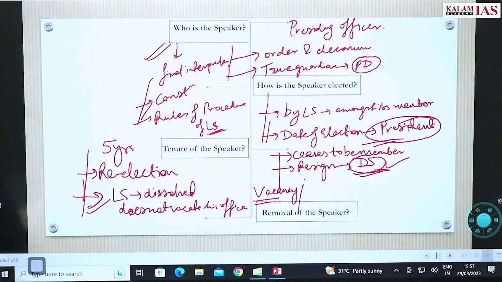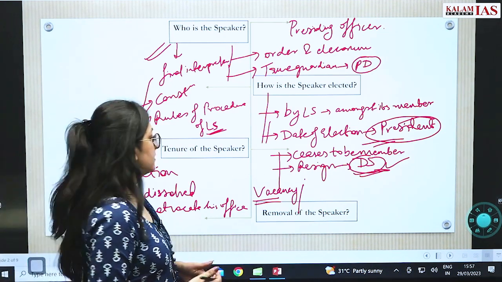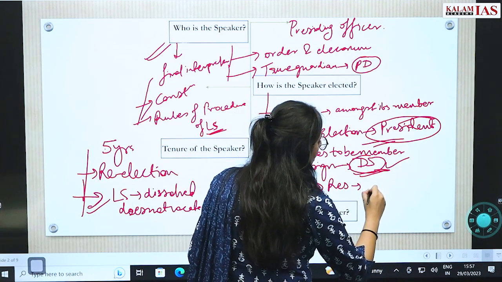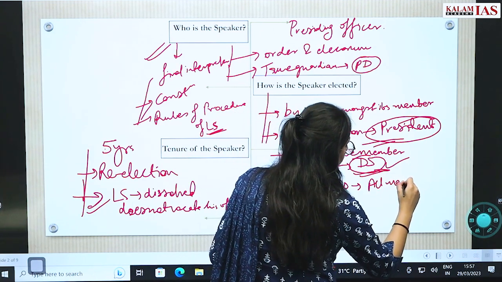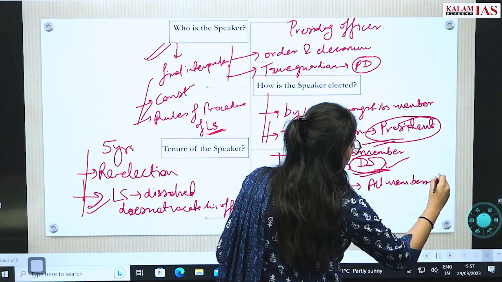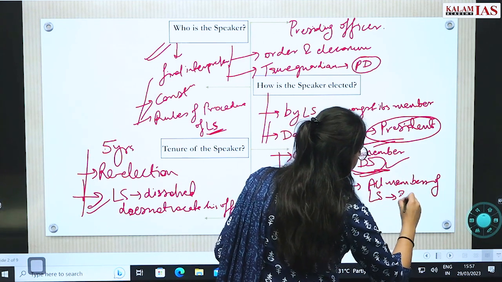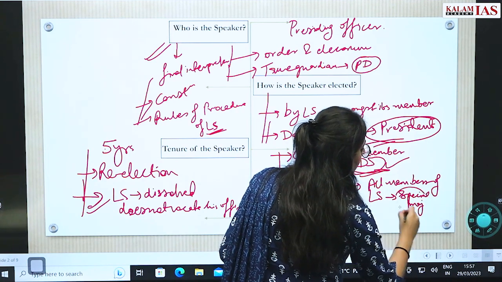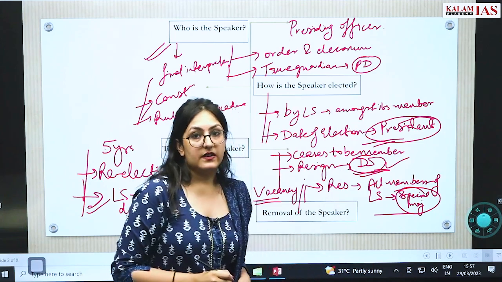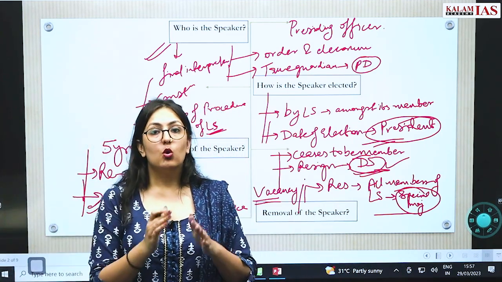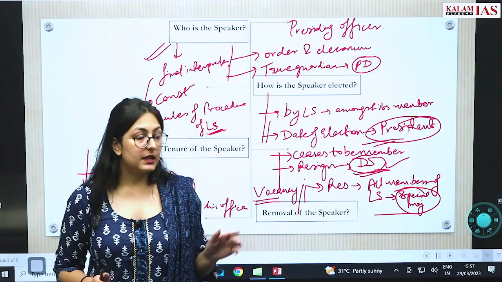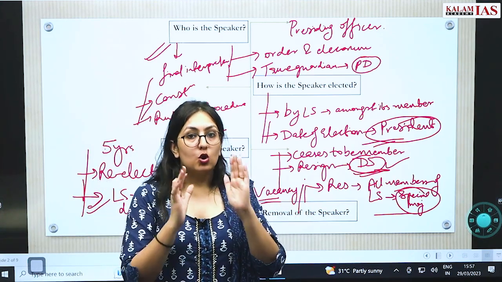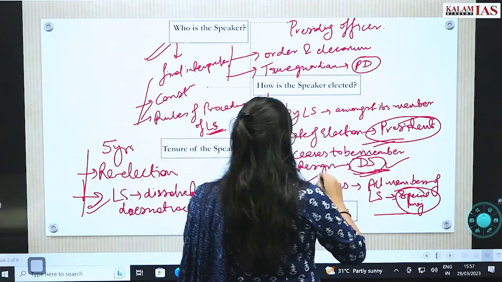And when he is removed by the resolution passed by majority of all the members of the Lok Sabha. That means special majority. Okay, and not an ordinary majority. Ordinary majority is when the resolution is passed by members who are present and voting. Okay, but in the case of Speaker, the resolution is passed by the special majority. Total, all the members of the Lok Sabha.